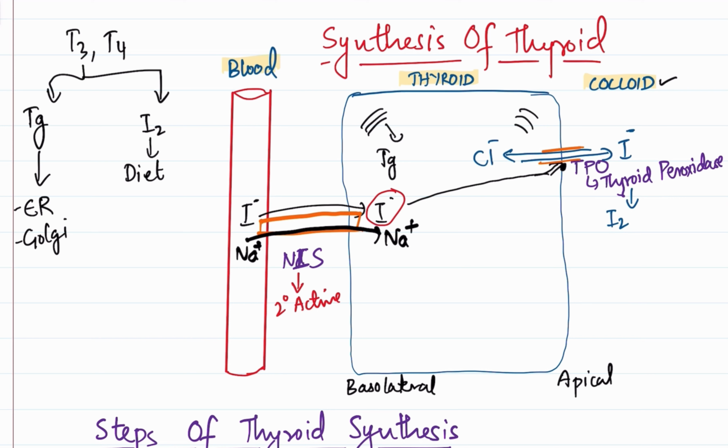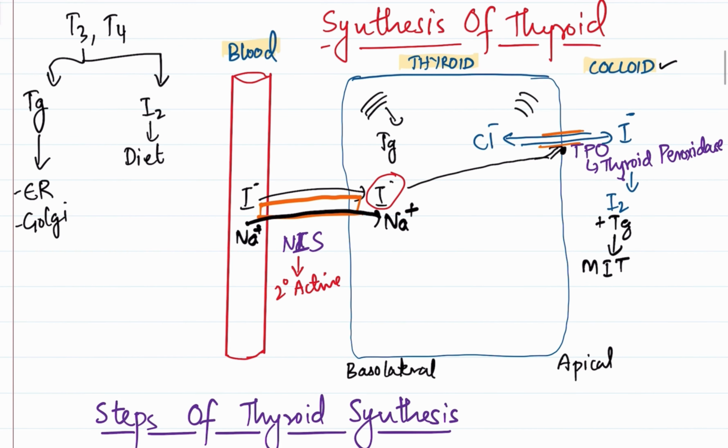And the thyroid peroxidase, we know that it oxidizes the iodide into iodine. The next step is the combination of iodine with our thyroglobulin molecule. So the tyrosine present inside the thyroglobulin will bind with the iodine, and that will lead to the formation of MIT, that is monoiodotyrosine. This monoiodotyrosine will again combine with another molecule of monoiodotyrosine to form a diiodotyrosine. And these mono and diiodotyrosine undergo a coupling reaction to form our T3 and T4.